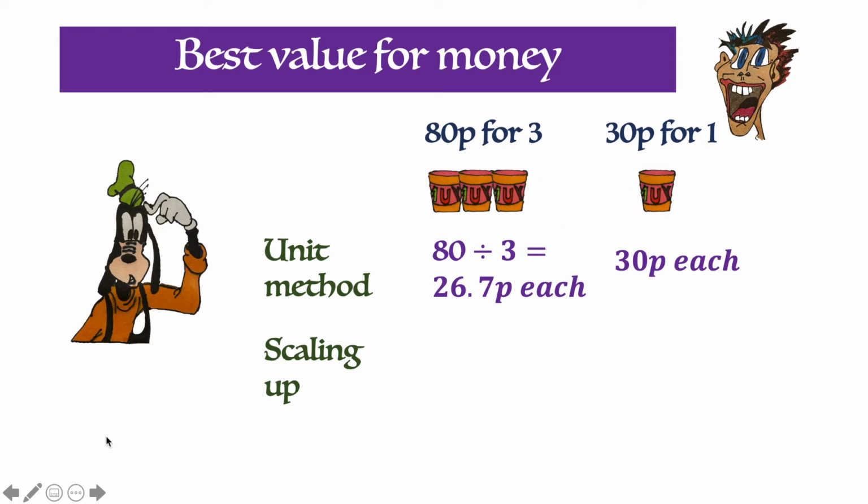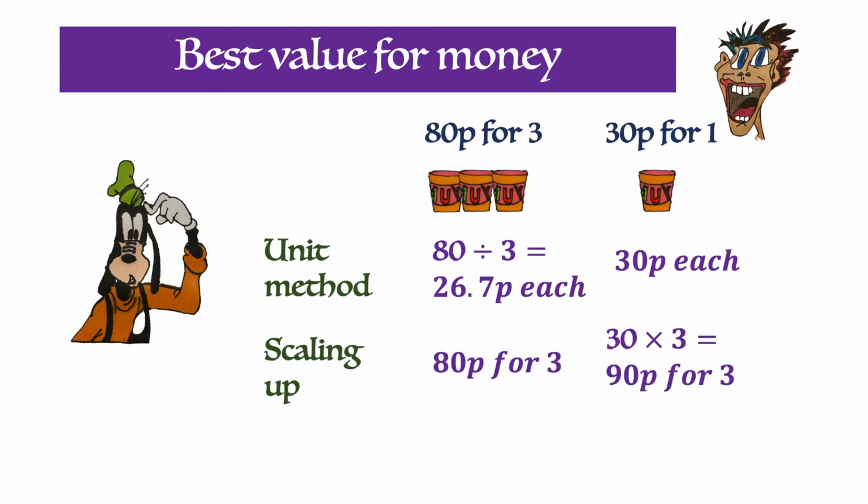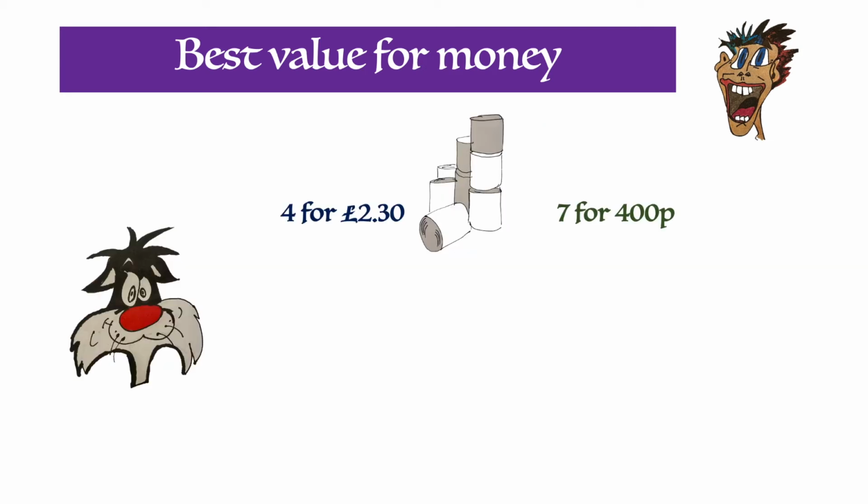Can we show it using the scaling up method? Well, for the scaling up method, in this example, it's good to find what it is for 3 yogurts, because we already know in this deal it's 80p for 3 yogurts. For this one, I want to go from 1 to 3, so I'm going to times this by 3, and I find it costs me 90p for those 3 yogurts. So we can see from this that actually this is the best deal. And you need to work out which method you like, and it often depends on the type of question we get. So let's look at this one.